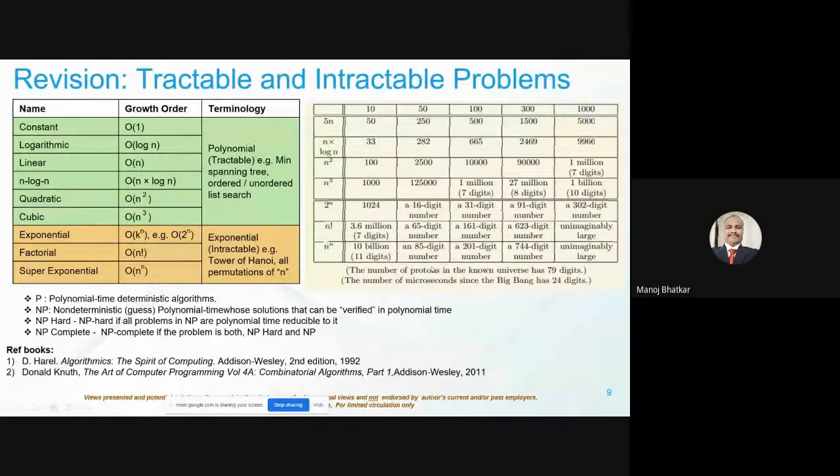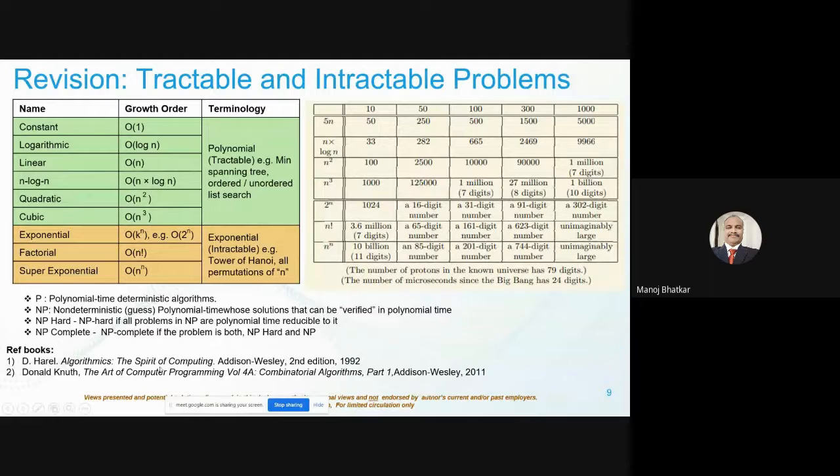So just to give you the idea, the number of protons in the known universe is a 79-digit number, and we are talking about 1 million digits or 1 billion or a 302-digit number if it is 2 raised to the power n, or n factorial, or n to the power n. So basically, if the order is exponential, after some time for a large n, it becomes an intractable problem for classical computers. Whether quantum computers will be able to solve it or not, that is something we will see soon. But this is the basis for so much interest in quantum computing.